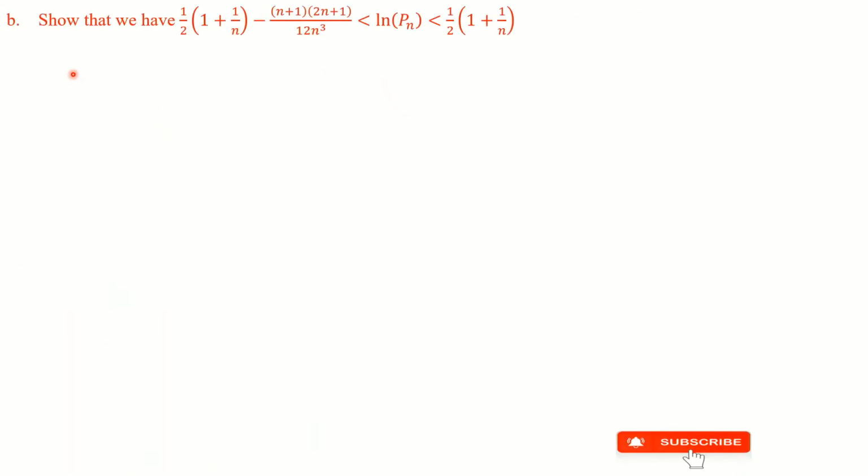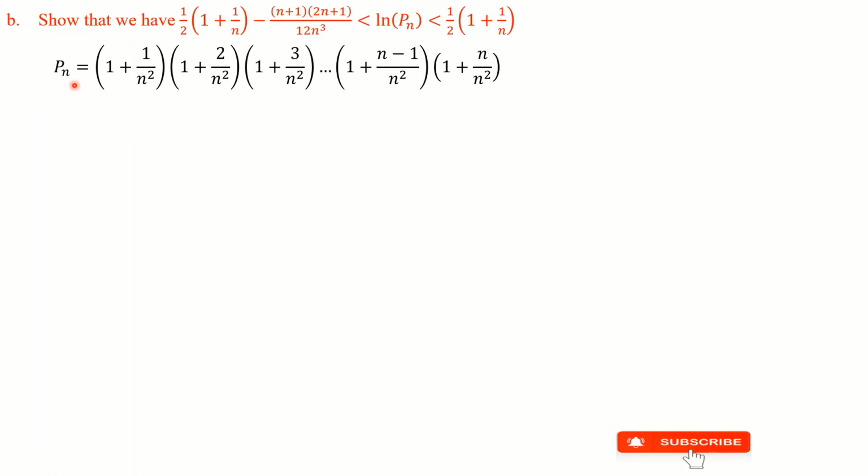Alright, the b part of the question, we are supposed to prove this. So I'm just going to go through it gradually, but very fast and very brief. We have been given our product p, which is the product from 1 plus 1 on n squared right up to 1 plus n on n squared. Now we have to prove that the limit of this product lies between this, that is half into 1 plus 1 on n, and all of this.